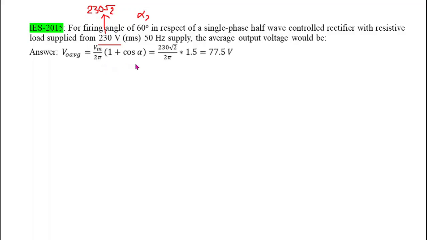We know the formula of average output voltage is simply Vm upon 2 pi times (1 plus cos alpha). If we put alpha equal to 60 degrees, then cos 60 is 0.5. On adding 1 to this 0.5, we get 1.5. So Vm is 230 root 2, divided by 2 pi, times 1.5. On putting in all these values and calculating, we get 77.5 volt.